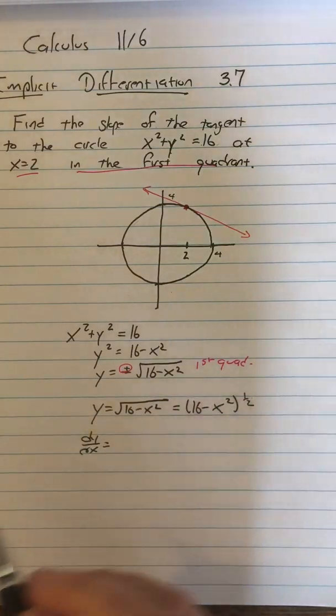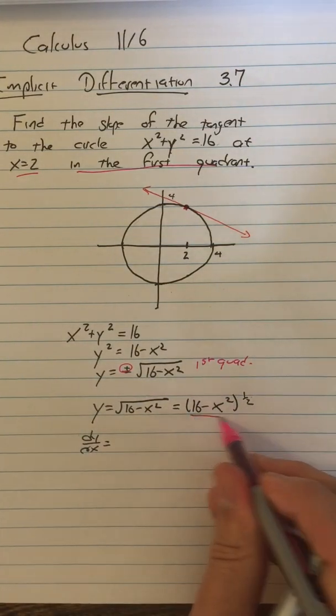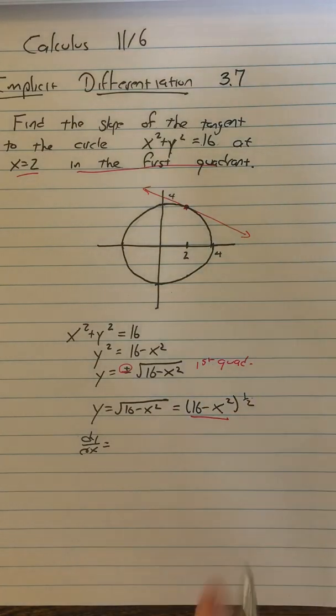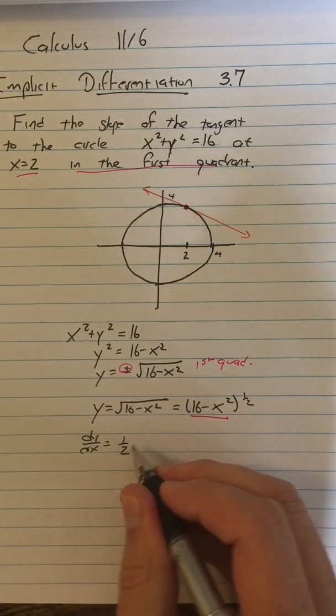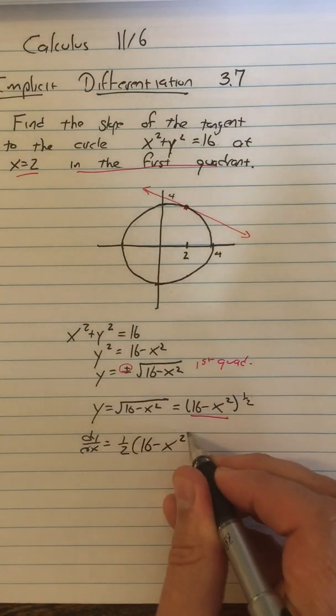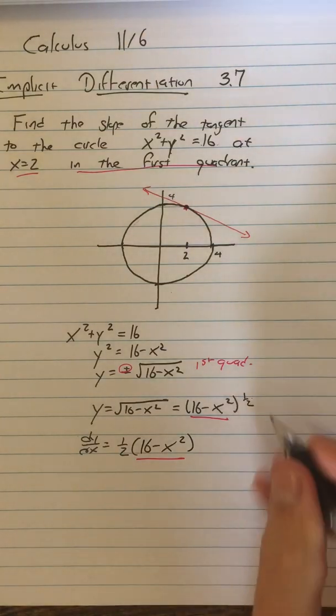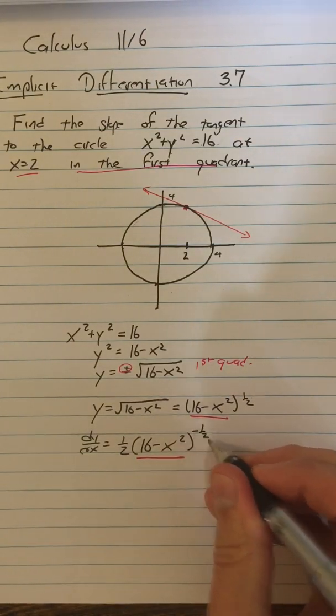So you have an inside function and an outside function. We're going to keep this inside function the same, do the derivative of the outside function. The outside function is a power rule. Bring out the 1/2. Keep the inside function the same, 16 minus x squared, right? Keeping that inside function the same. And subtract 1 from the exponent, so we have the negative 1/2 power.